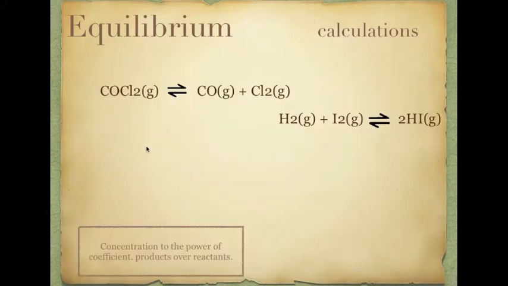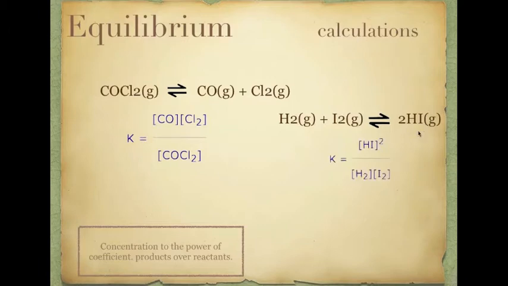Let's look at two examples, and then we'll go into some more calculation of K or Q values. For this first reaction, if we want to write the K value, or the Q value I should say, the reaction quotient, what we'll do is go products divided by reactants, concentration to the power of the coefficient. So the expression for K is the concentration of carbon monoxide times the concentration of chlorine gas divided by the concentration of the reactant here. This is the value for K.